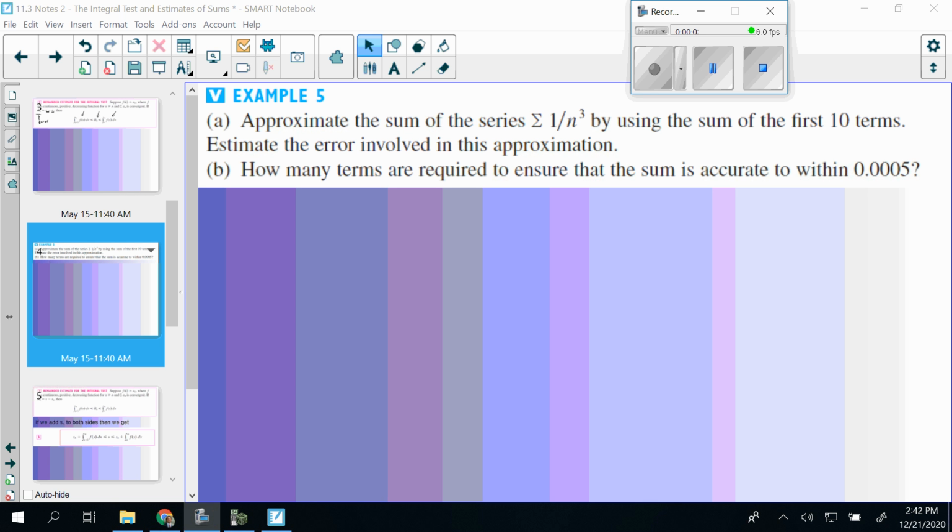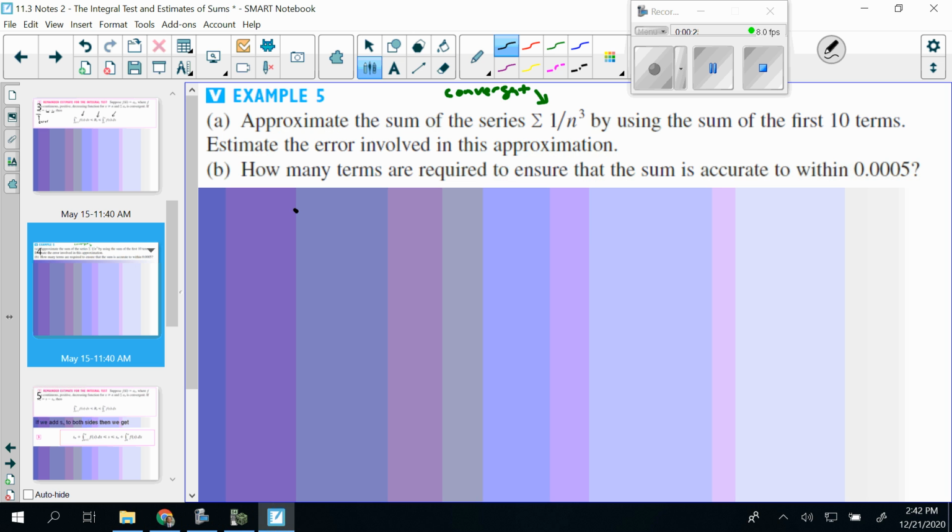All right, let's look at an example. Part A wants us to approximate the sum of this series, 1 over n cubed, which we know is convergent by the p-series test, because p is bigger than 1 there, using the sum of the first 10 terms. Well, we can do this on our calculator for part A.